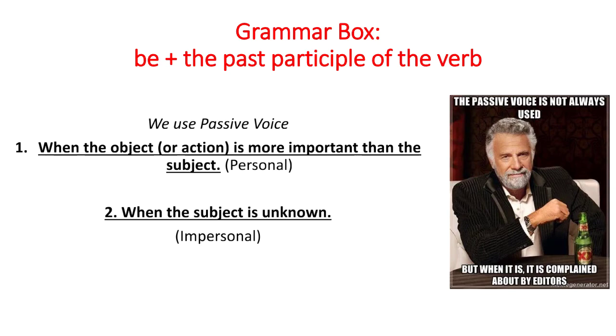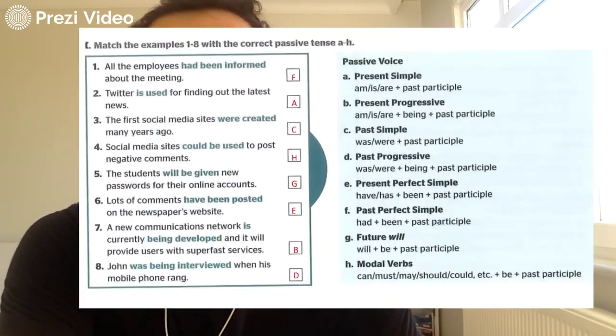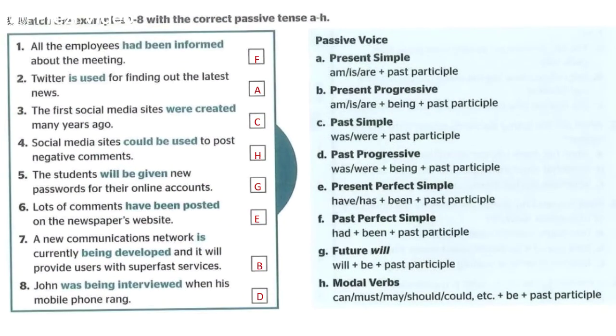So let's pass around. Right. So here are some examples for you, already done for you. You can, by the way, see it in your books. Match exercise 1 to 8 with the correct passive tense. This is just a quick revision of the tenses actually.